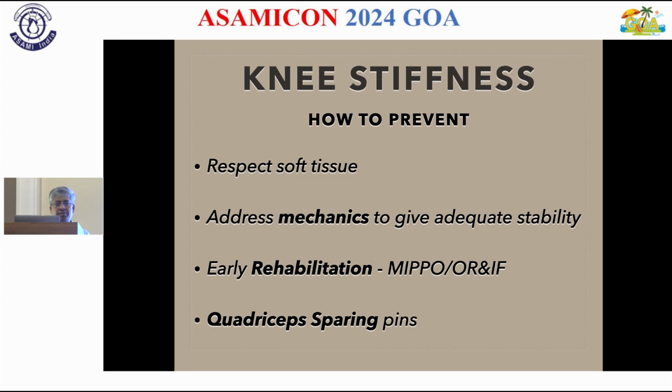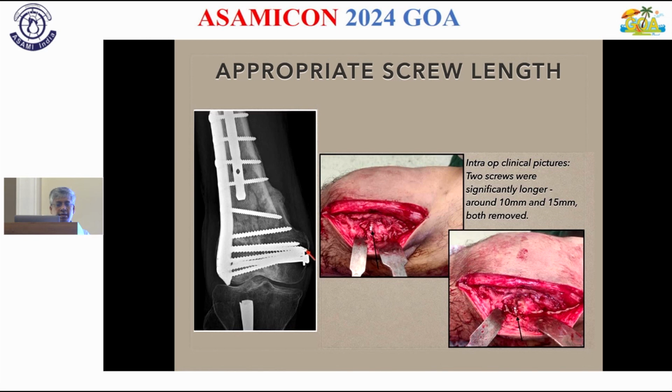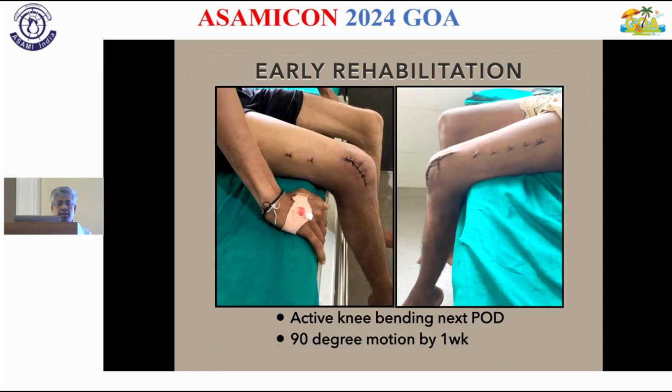I've seen many cases where in spite of good fixation, patients are not allowed to start knee bending from the first post-op day. And if you are using Ilizarov, try to use quadriceps sparing pins. These distal femur screws on the anteromedial aspect, even if they seem to be of appropriate size, are longer because of the slope of the medial femoral condyle, and they significantly hamper the knee motion. And if you have done good fixation, at the end of 1 week, you should be able to achieve 90-degree knee flexion following distal femur fracture.